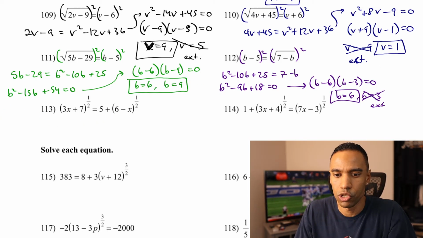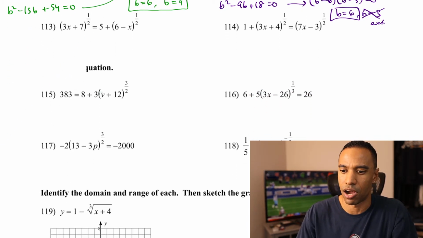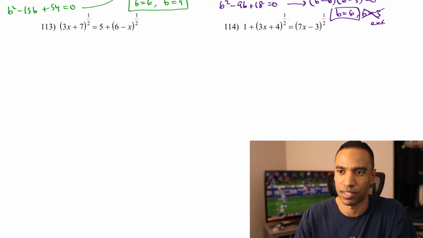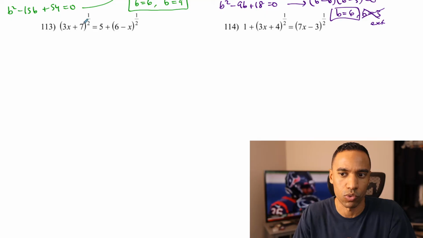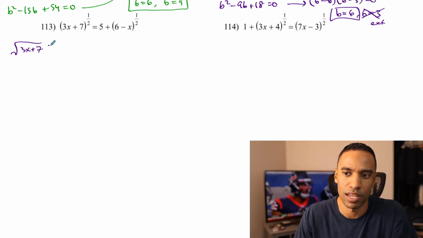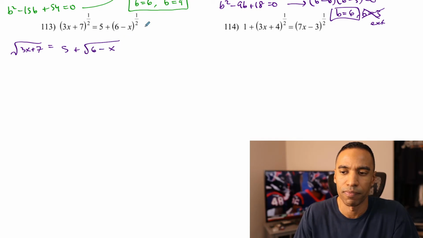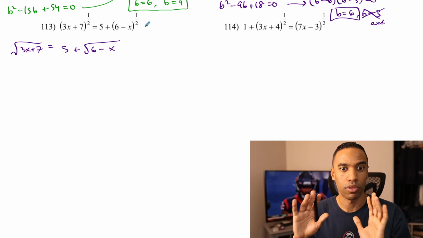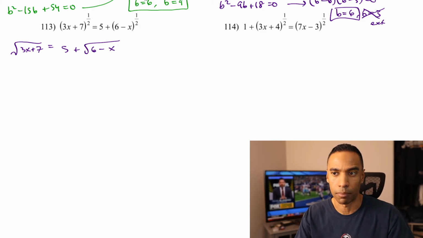All right, these next two problems, the way I'm seeing it right now, I'm going to need more room. They won't be able to stay on the screen when I'm done, but I'll deal with them as I do. These can be treated the same as square roots, right? The 1/2 power is square root. So that is square root of 3x plus 7 equals 5 plus the square root of 6 minus x. Now, I cannot fully isolate both radicals, but I can isolate at least one of them, and that's as good as I can get for now.